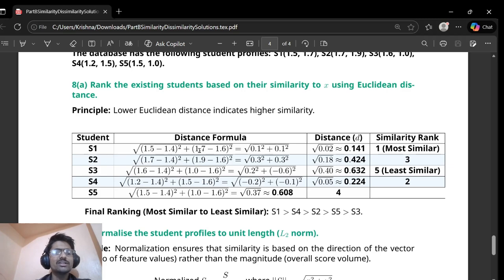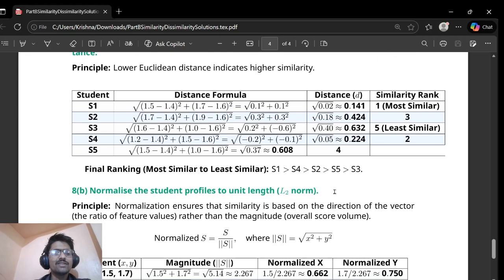So for student S1, using the Euclidean distance formula, the distance is equal to 0.145, so most similar. For S2, the distance is equal to 0.42, third. For S3, the distance is equal to 0.632, 5th, least similar. For S4, the distance is equal to 0.2242, and for S5, the distance is equal to 4. Final ranking, most similar to least similar: S1 is greater than S4, S4 is greater than S2, S2 is greater than S5, and S5 is greater than S3.